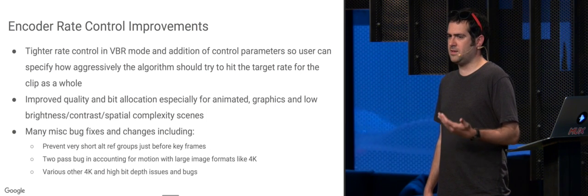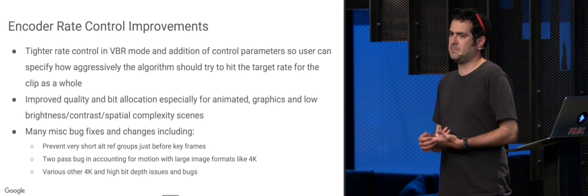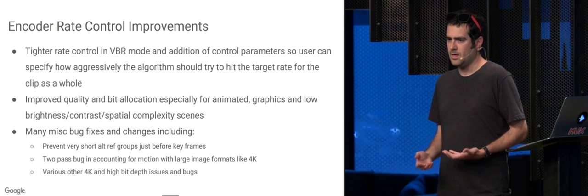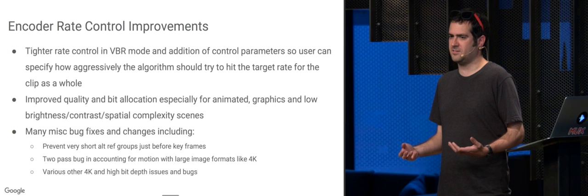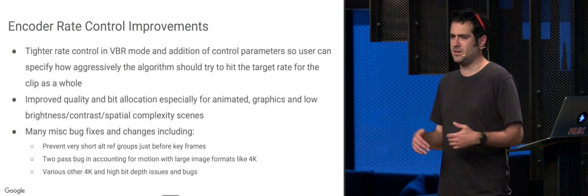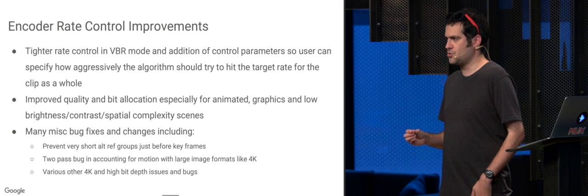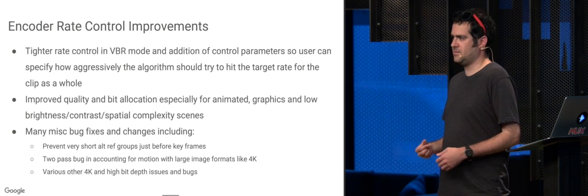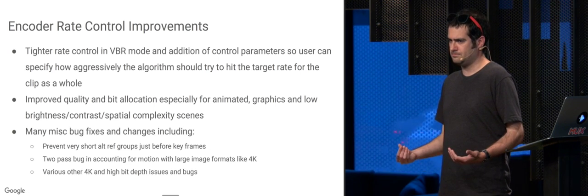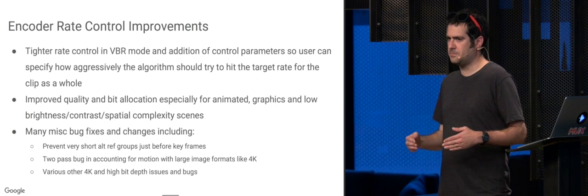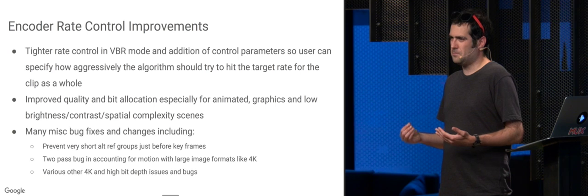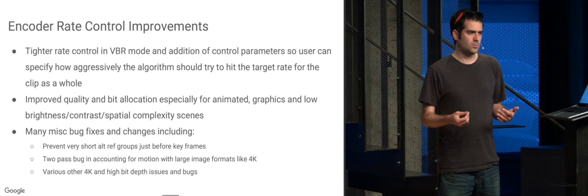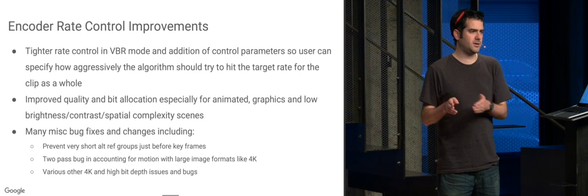We've improved quality and bit allocation, especially for animated content, graphics, and low contrast, low brightness content. And we have a bunch of miscellaneous bug fixes to the rate control that added up to pretty good gains. We prevent very short alt-ref groups. The alt-ref is a high-quality, non-shown frame that VP9 likes to put in your bitstream, and a lot of frames can refer back to it. But if you put a high-quality frame where you don't have very many bits left until the next keyframe, that's just wasted. So we're spacing those better in the video.